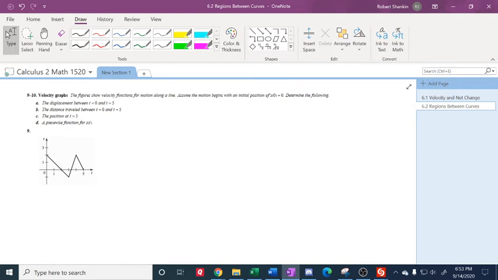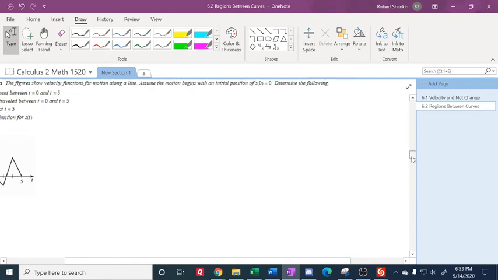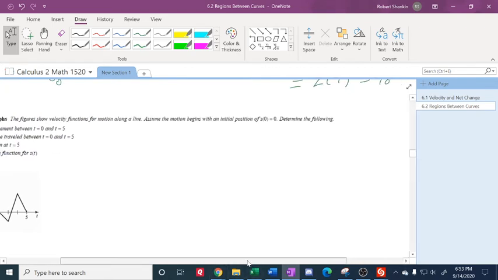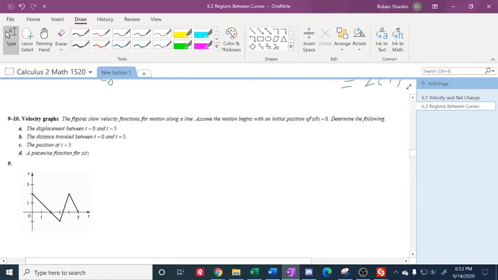So, the figures show velocity functions for motion along a line. Assume the motion begins with an initial position S0 equals 0. Determine the following. Alright, the displacement between t equals 0 and t equals 5.